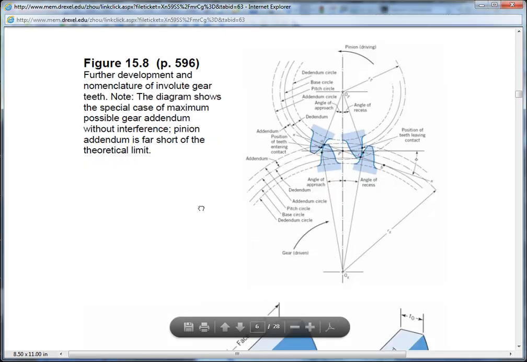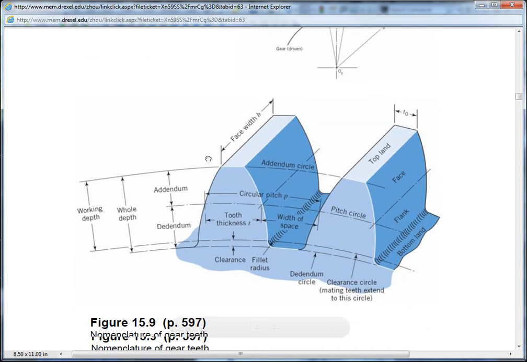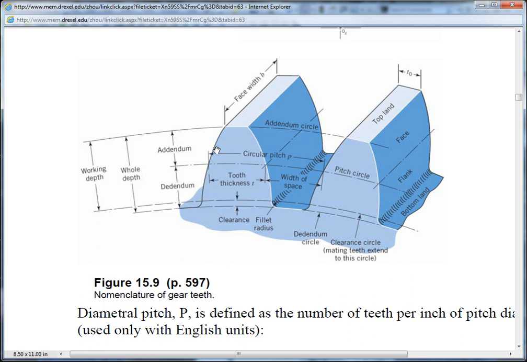So another thing we want to talk about is, here's another picture right here. And I should mention that this chapter is provided courtesy of Jack Zhu, professor at Drexel University. So we can see we have the addendum circle up at the top land, the dedendum circle down here at the bottom land. We have the pitch circle, and the base circle isn't shown in this diagram.